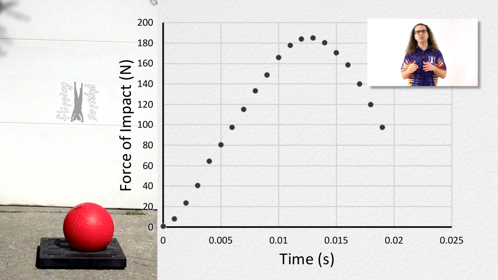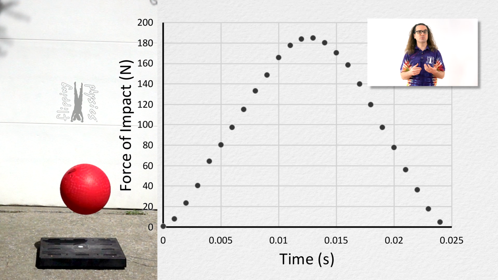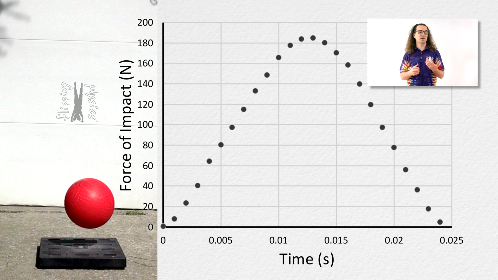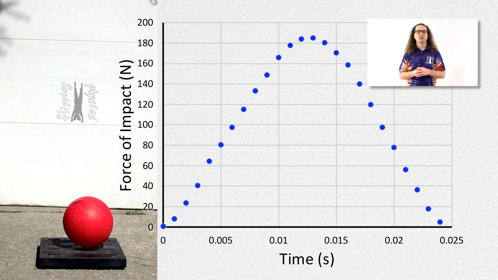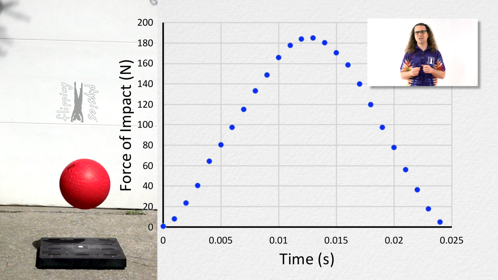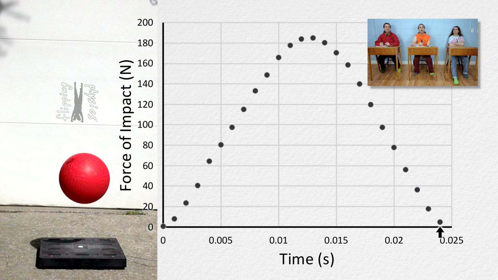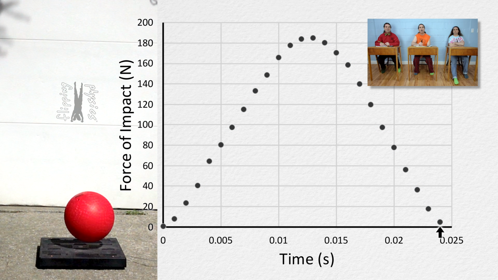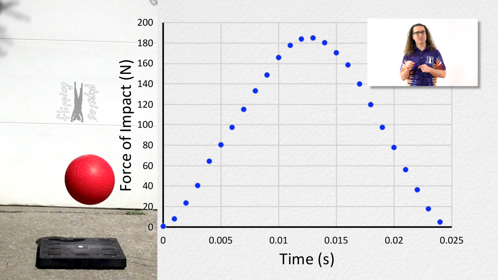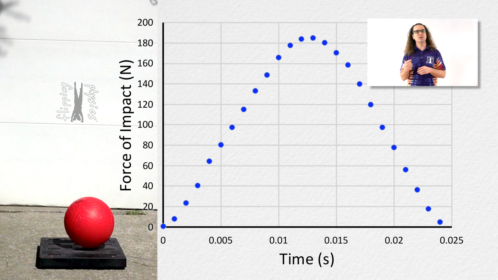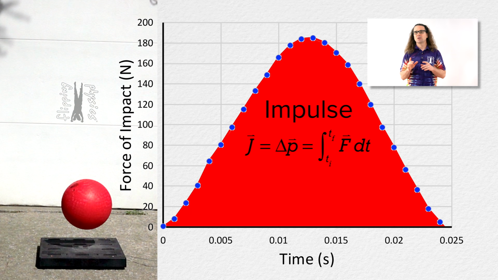You can see all of the data points create a function roughly in the shape of a concave down parabola. And notice that the total time during the collision is less than 25 thousandths of a second. 25 thousandths of a second is not very long. 25 milliseconds. Whoa. Yeah. Remember that the area under this data is the impulse during the collision.